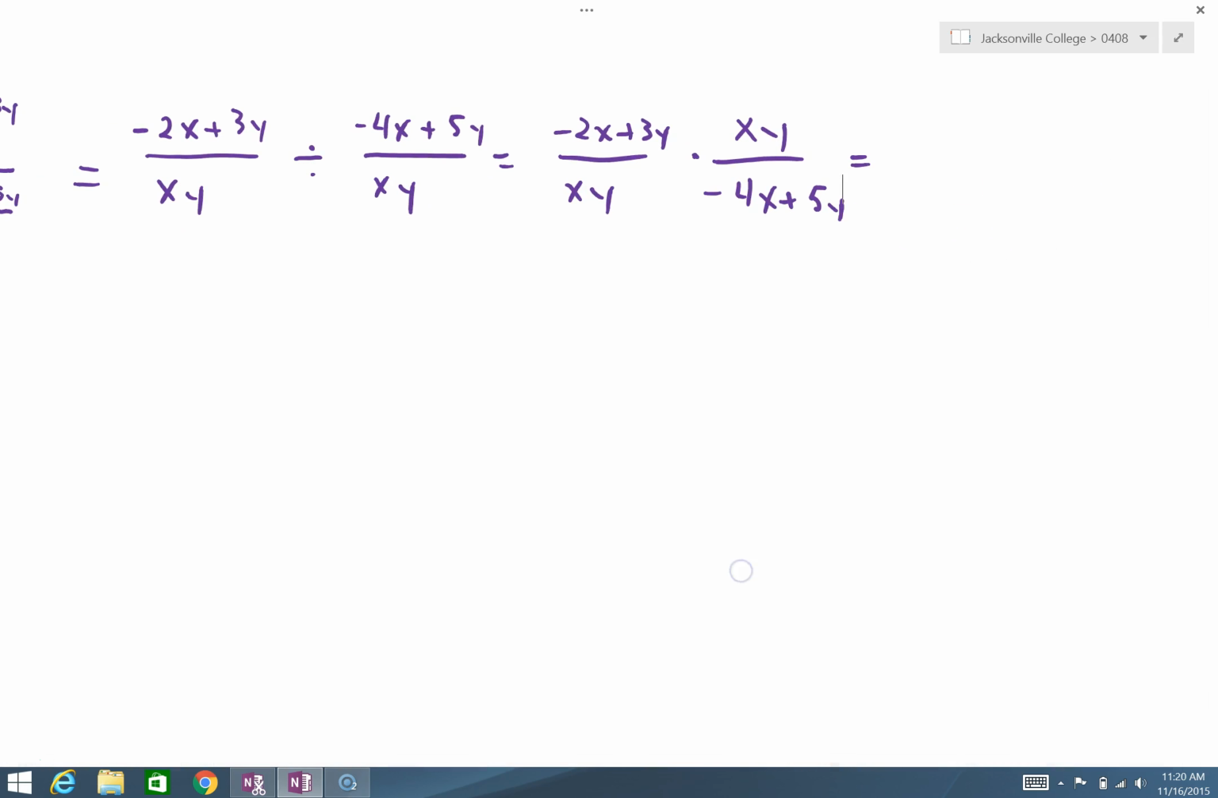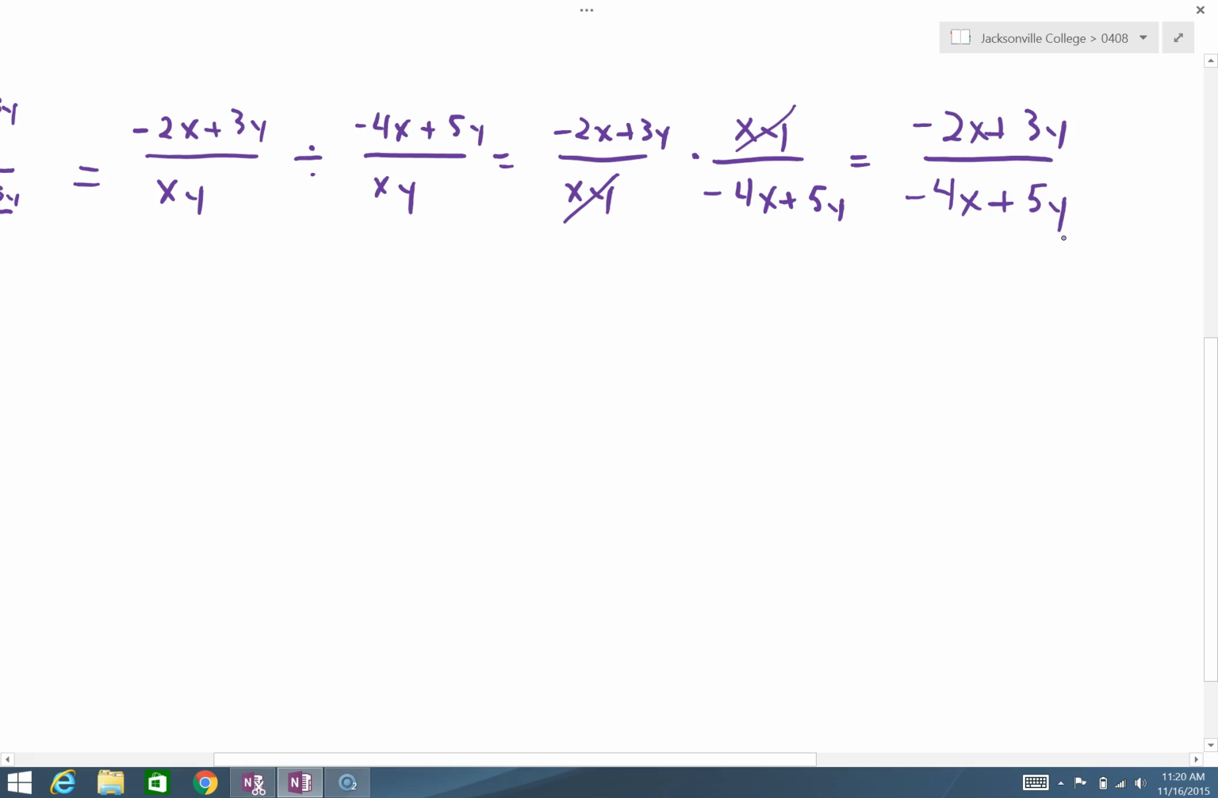Okay, well, we can see that these two will cancel each other. They divide to leave 1. Negative 2x plus 3y times 1 is just that, negative 2x plus 3y. And then 1 times this polynomial is simply negative 4x plus 5y.